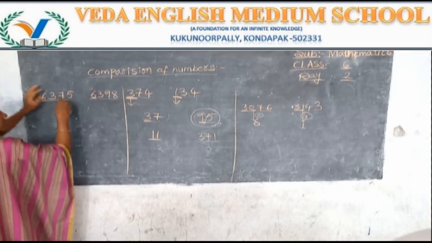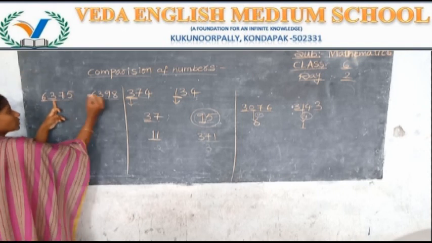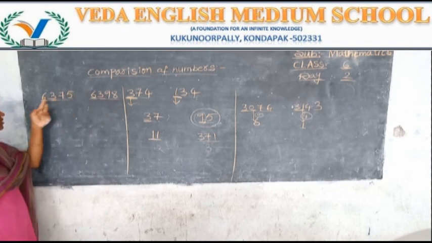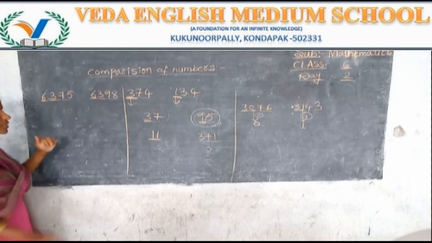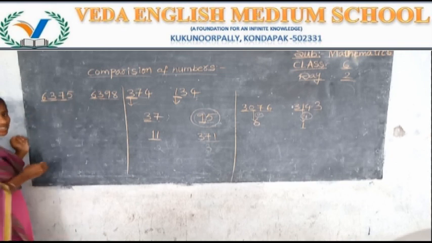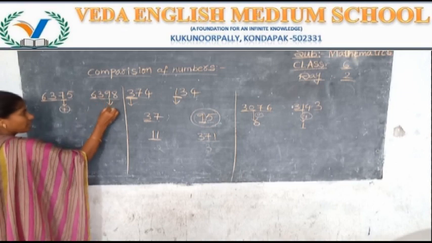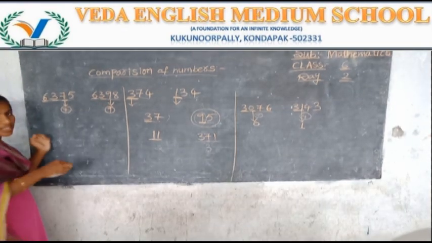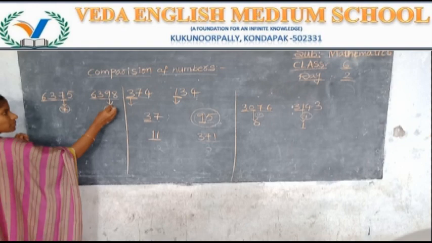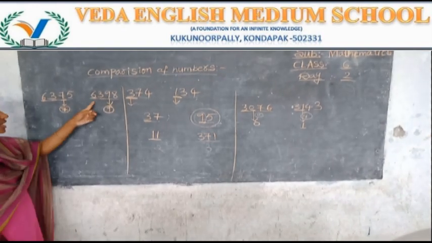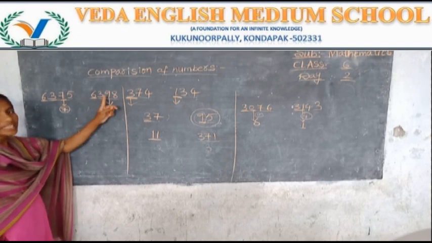If the first number is equal, then what do you have to do? Then you have to compare the second number. What is the second number here? 3. Now come here. What is the second number here? 3. The first digit is the same, and the second digit is also the same. If the first and second digits are both the same, then go for the third digit. What is the third number here? 7. What is the third number here? 9. Are 7 and 9 equal? No, not equal. It is 7, it is 9. Out of these two numbers, 9 is the greatest number. So 6398 is the greatest number.